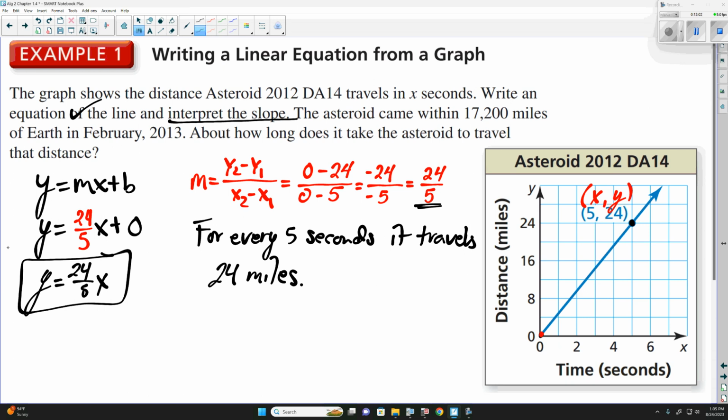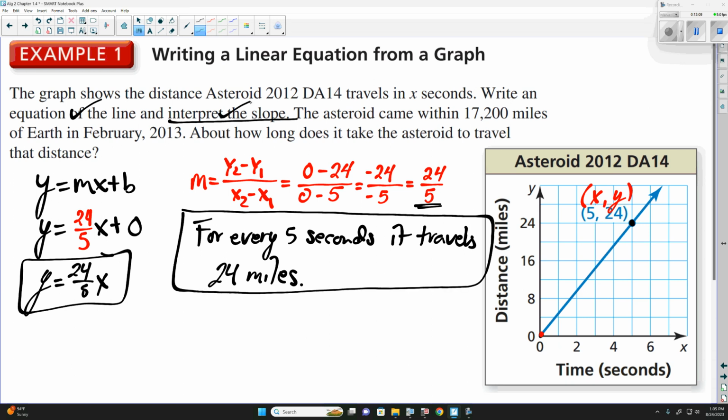Is there anything else this problem is asking for? We got that. So how long does it take to travel this distance? So what distance is it asking about? Well, we only got one distance. It was 17,200 miles, yes? So we have to plug this into the equation.